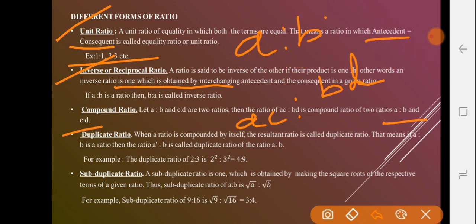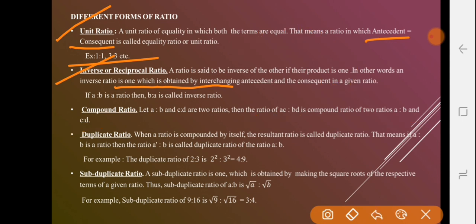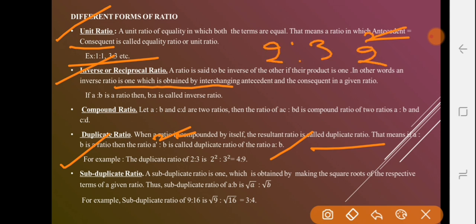Then we have duplicate ratio. When a ratio is compounded by itself, the resultant ratio is called duplicate ratio. That means the duplicate ratio of A is to B is A square is to B square. Let me take an example. If 2 is to 3 is a ratio, the duplicate of this is 2 square is to 3 square, so we get 4 is to 9. That is duplicate ratio.